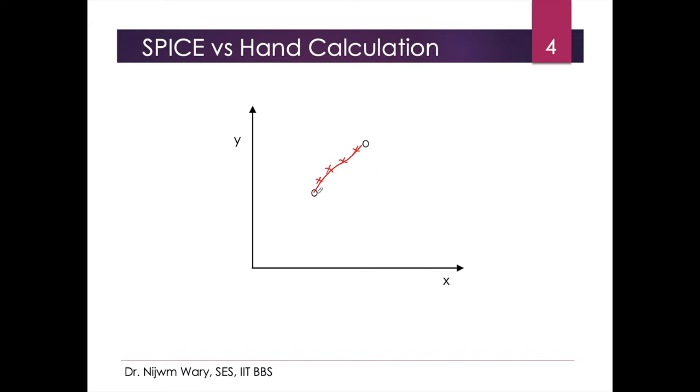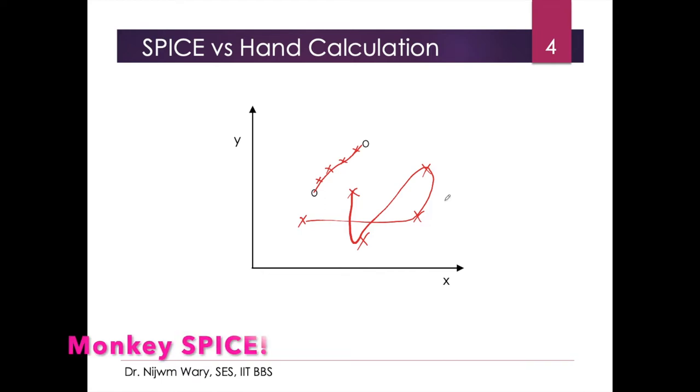But if we don't know the theory, even if this may be our starting point, or maybe this may be our starting point, we may just be jumping around. We may not be reaching here, we may be coming back here, something like this. We may be randomly varying the different W by L parameters, and we will see that we are not converging towards the actual solution. This kind of behavior is sometimes termed monkey SPICE, where we are just trying to vary the parameters and see whether we are achieving the target or not without having much theoretical knowledge.